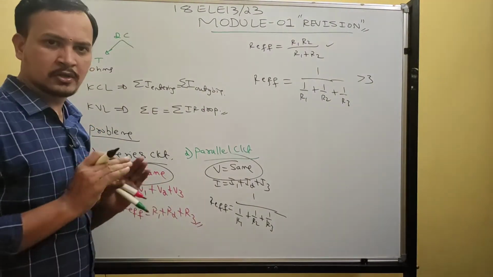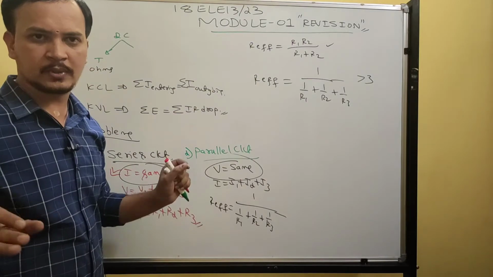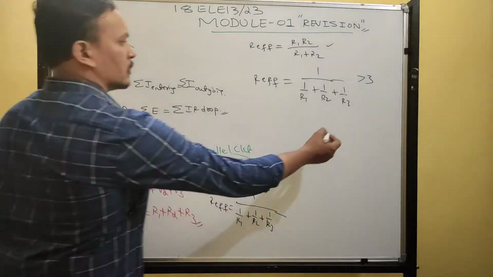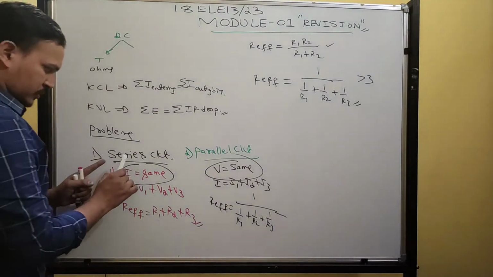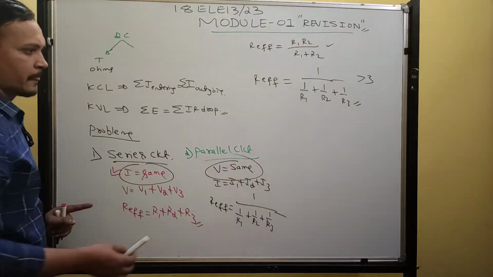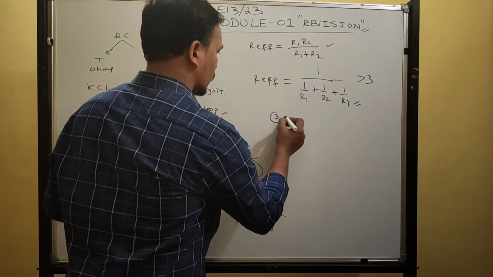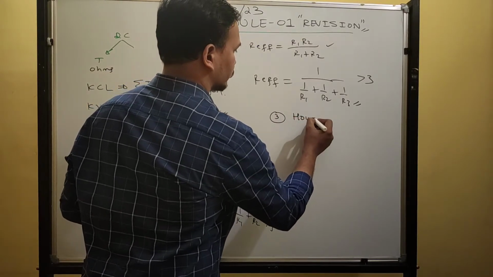Remember, in series, current should be the same; in parallel, voltage should be the same. That's it. So that is an important point. While solving problems, you must know these two points majorly. Next, the third point is how to find effective resistance.